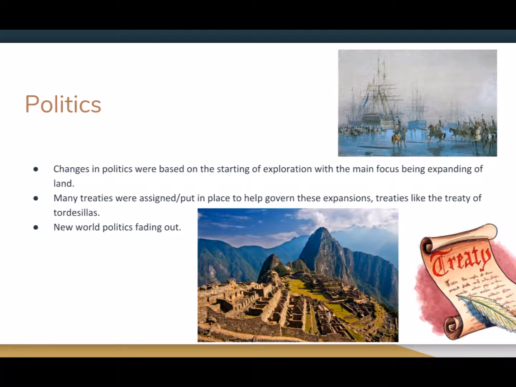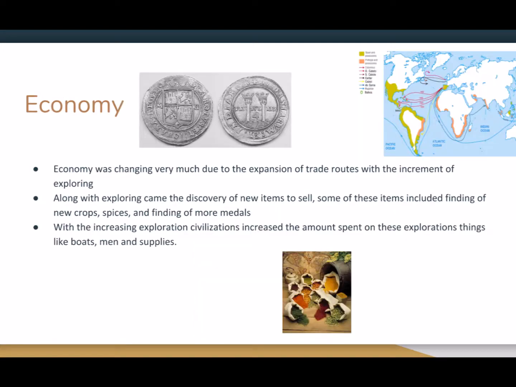These explorations led to colonies, and these colonies already had native peoples living in them, which led to several treaties being signed and put into place, such as the Treaty of Tordesillas, and a lot of these treaties were broken. And it led to politics in the New World, such as the Aztecs and the Incas, being destroyed due to them eventually being conquered by, in the case of the Aztec and the Incas, the Spanish.